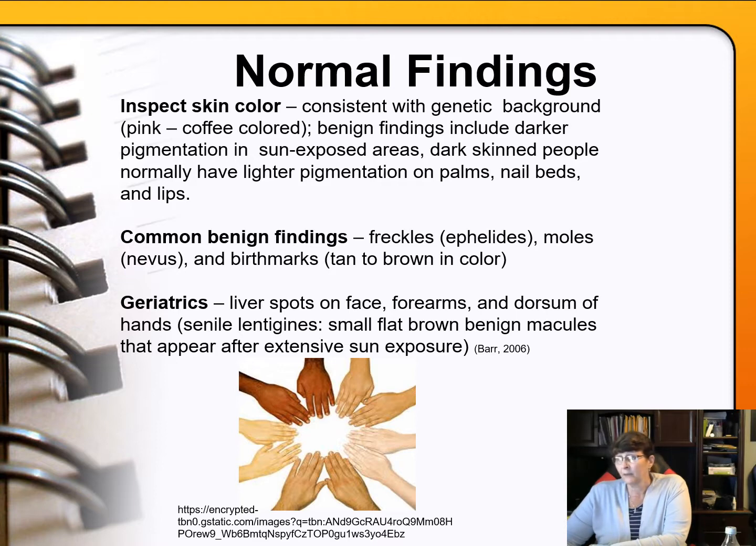The benign findings are going to include darker pigmentation in the sun exposed areas, which is your tanning, and dark skinned people normally have lighter pigmentation on the palms, nail beds, and lips. That's something that I find very interesting, that their hands might be white on the bottom and very dark on the top. Common benign findings are freckles, which are ephelides, moles are nevi, and birthmarks, which are tan to brown color. With geriatrics specifically, you look for liver spots on the face, forearms, and the dorsum of the hands. That's the top of your hand.